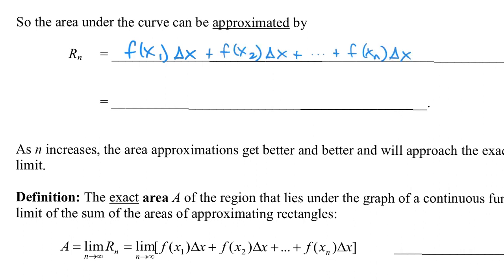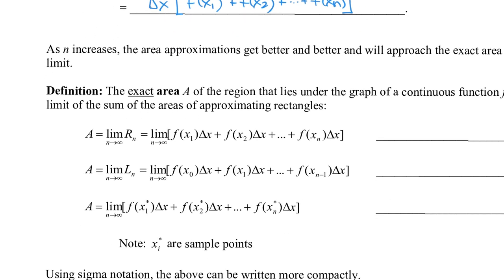And then with a little bit of algebra, we could factor out that delta x, and that's basically delta x times f of x sub 1 plus f of x sub 2 plus all the way to f of x sub n. If you think about it, these are all y coordinates. The function, when you plug in x sub 1, gives you the y coordinate at x sub 1, and the y coordinate at x sub 2. So we can basically add up all the y coordinates and multiply that sum by the change in x.